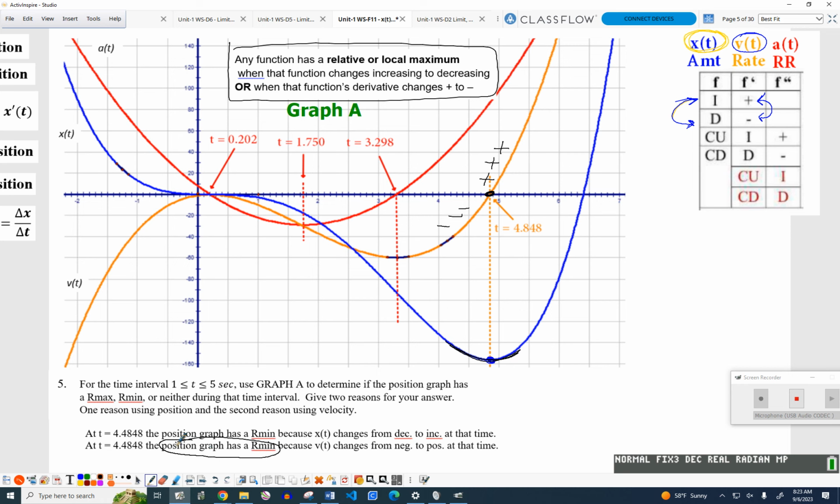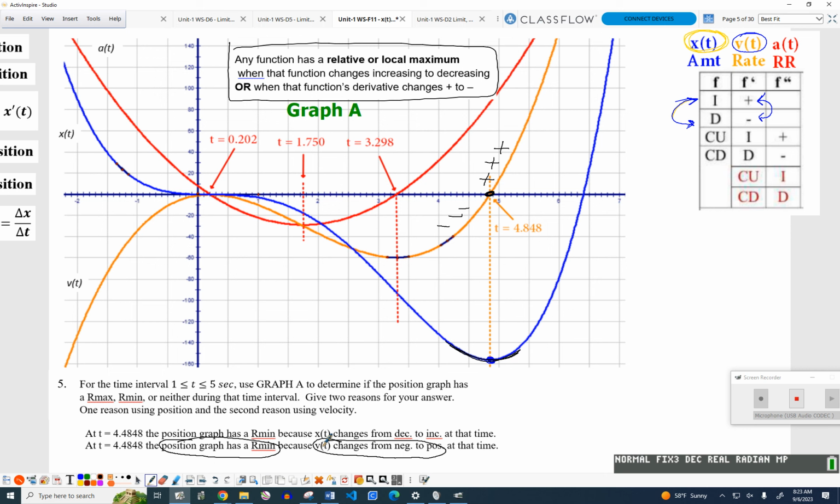What does R and N mean again? The R is just for relative. Okay. And they allow you to use that abbreviation, so I'll use it all the time. And sometimes they call it local instead of relative, but it means the same thing.